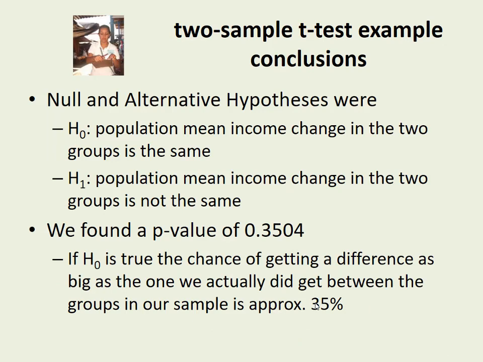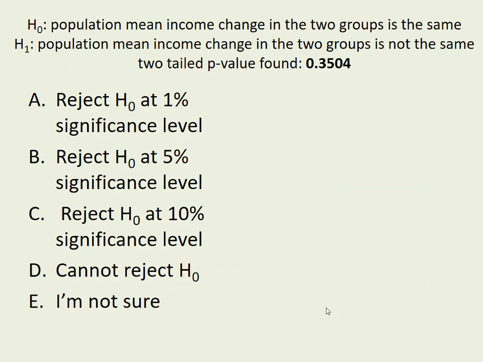So what we found is this, there's the null and alternative, the p-value is this. So if H0 is true, chance of getting a difference as big as the one we got is about 35%. So what's that going to lead us to conclude? Have a think about this, pause if you need a bit more time.